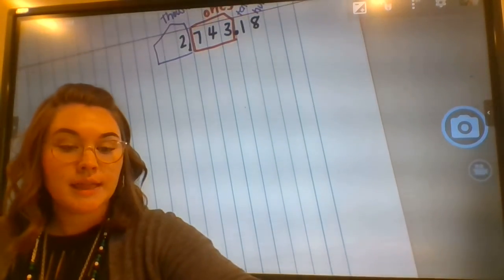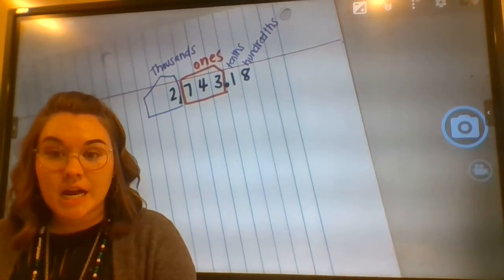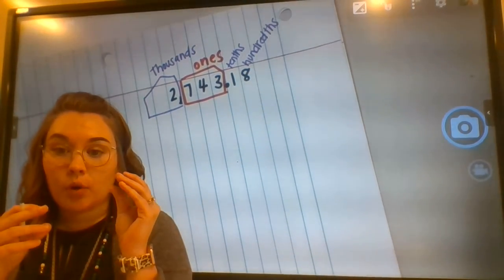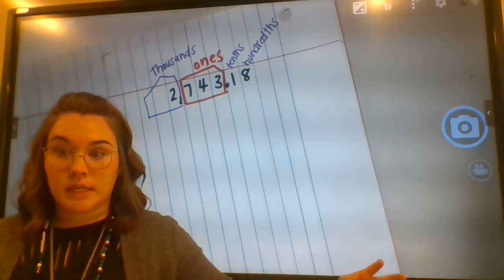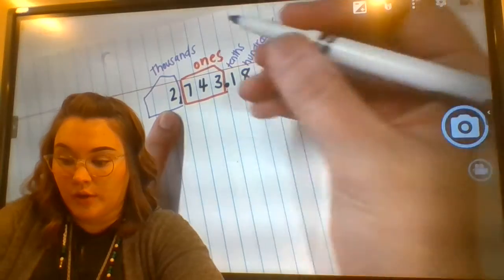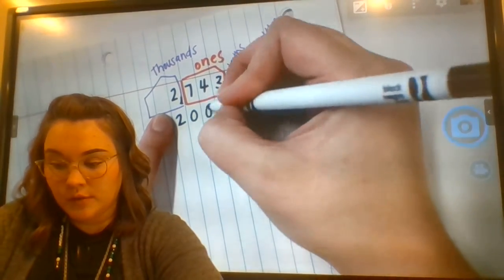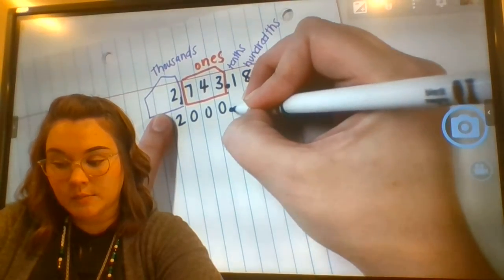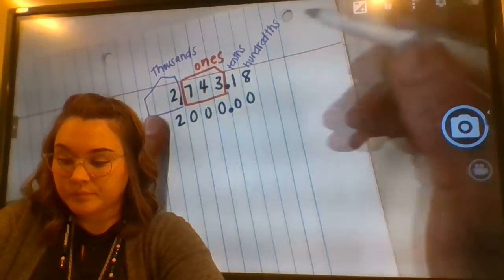Okay, so let's start by putting this in expanded form. That's where we take our popcorn kernel and we pop it and we make it into one big sentence. So we start with our biggest place value. We write down our 2 and we fill the rest up. Oh, make sure you put a decimal point right here. We're going to fill the rest up with zeros.